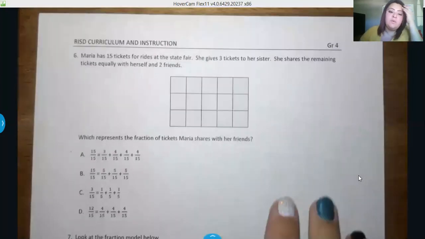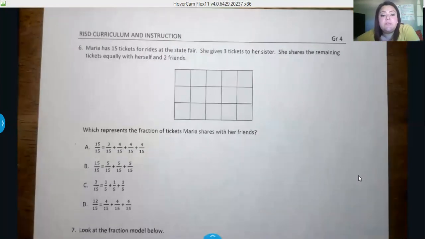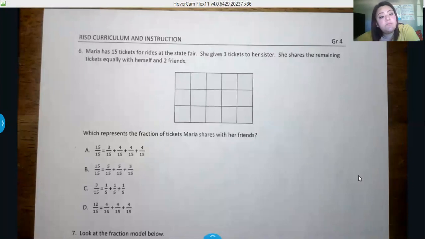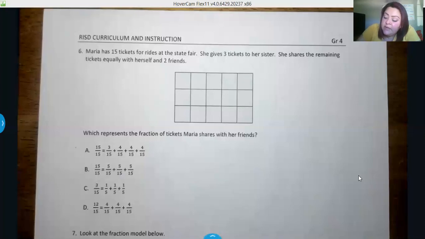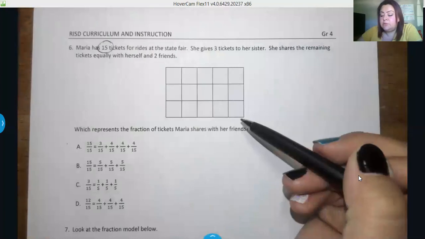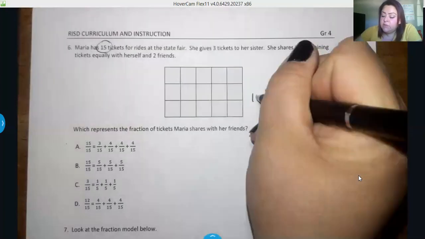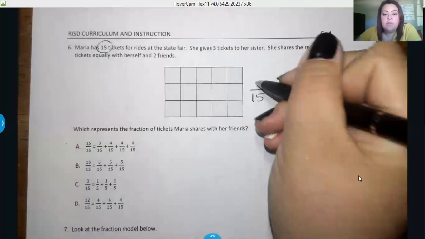Number 6. Maria has 15 tickets for rides at the state fair. She gives 3 tickets to her sister and she shares the remaining tickets equally with herself and 2 friends. Which represents the fraction of tickets Maria shares with her friends? So let's start from the beginning. She has 15 tickets. That's what all of this is equal to. Now, she has 15 in total. How many are shaded? All 15 because it was the whole thing, right?